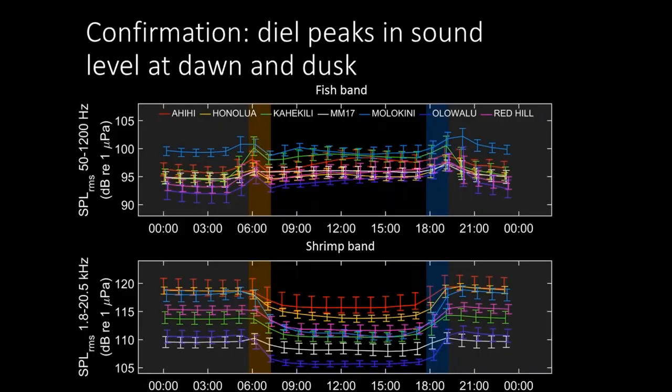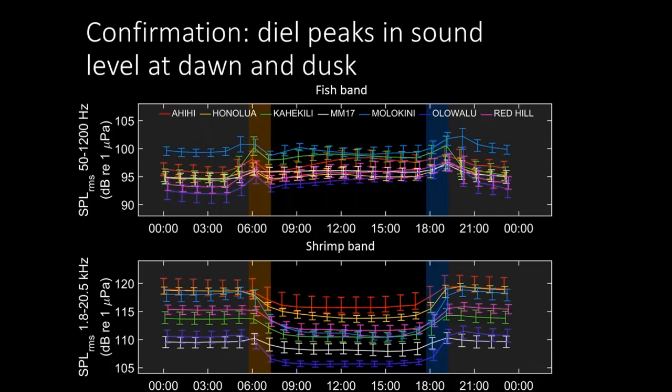So what I'm showing you again here are the median levels over the entire deployment period for the two frequency bands. Focusing first on the low frequency, what we see here is that the shape of this diurnal period is actually pretty different across reefs. I'll just point to a couple to give you an example. This one here, Molokini, you have a much broader increase and then subsequent decrease at the dawn period and then the same again at dusk, whereas at some of these other reefs, you have a slightly less pronounced crepuscular period.